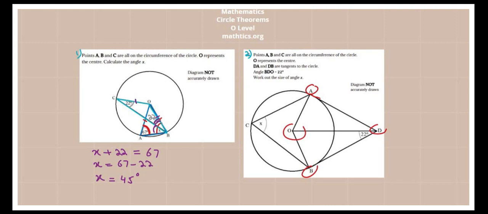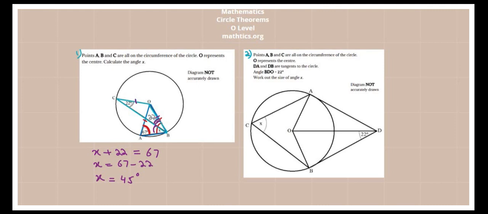Tangents are the lines that cut the circle at exactly one point, and that one point is this one and this one. Okay, angle BDO is equal to 22. You can see it over here in the diagram. Work out the size of the angle x. Main target is angle x. So let's see, where is this angle? This angle is exactly at this position, joining the circumference with the point C.